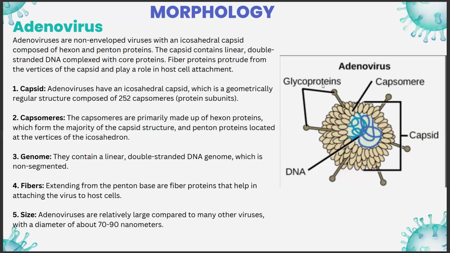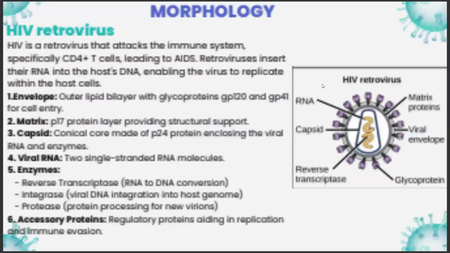Genome. They contain a linear double-stranded DNA genome, which is non-segmented. Fibers extending from the penton base are fiber proteins that help in attaching the virus to host cells. Size. Adenoviruses are relatively large compared to many other viruses, with a diameter of about 70 to 90 nanometers.